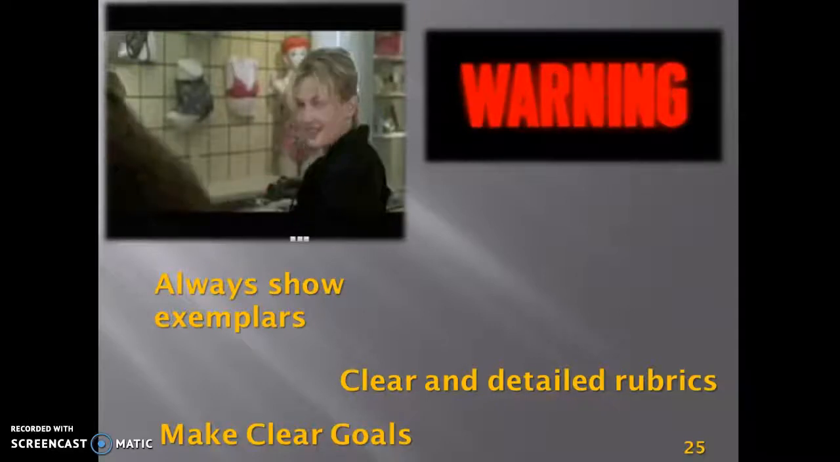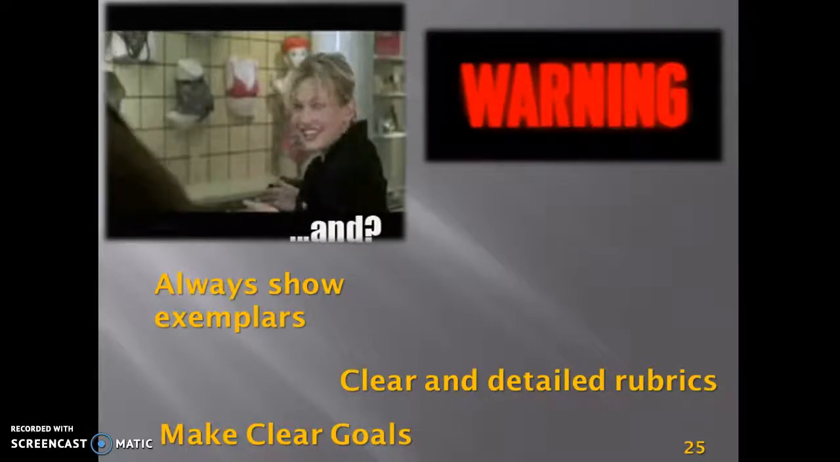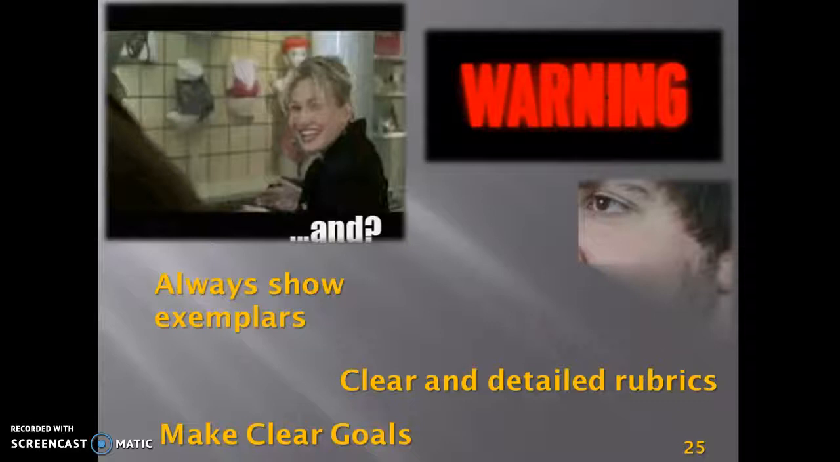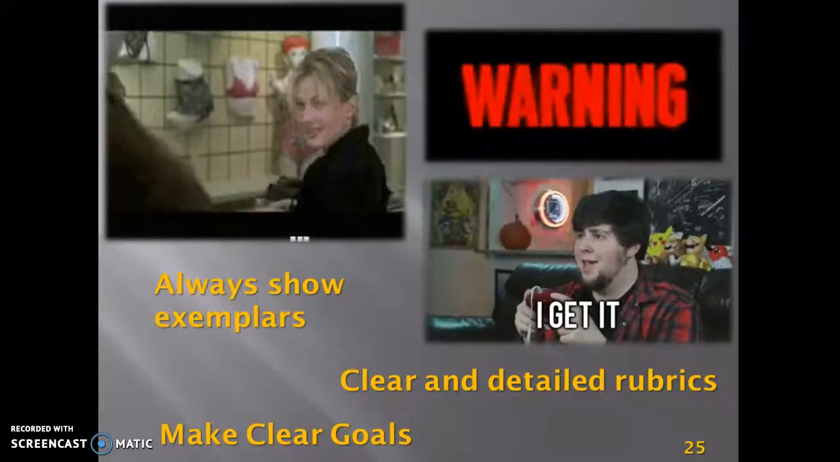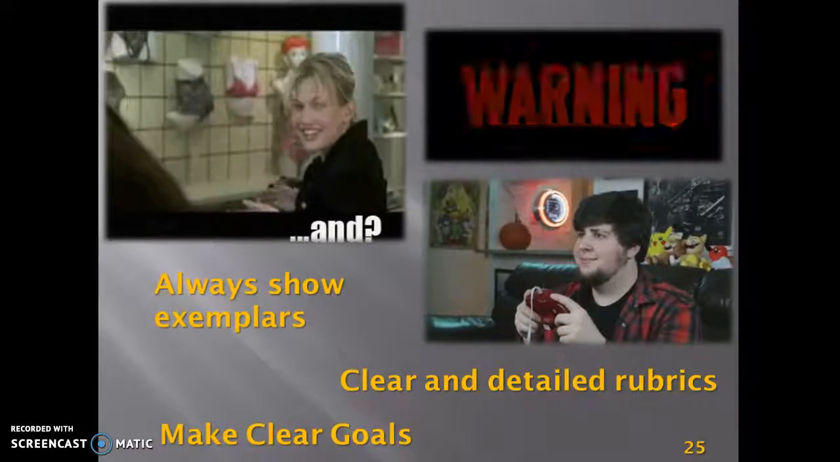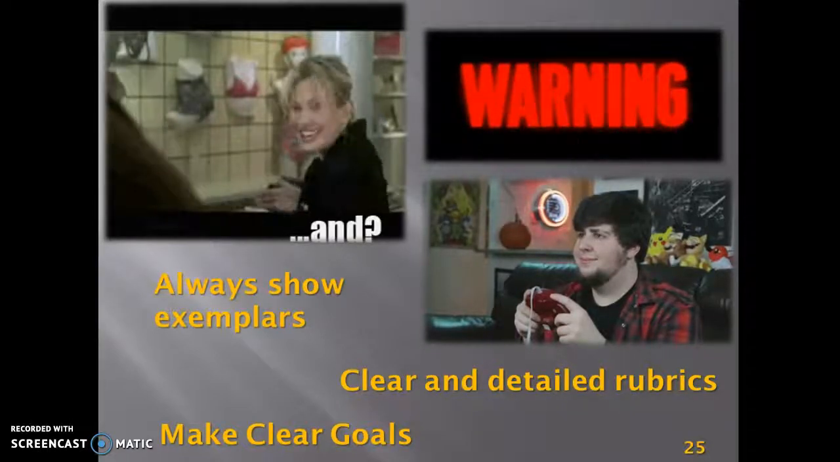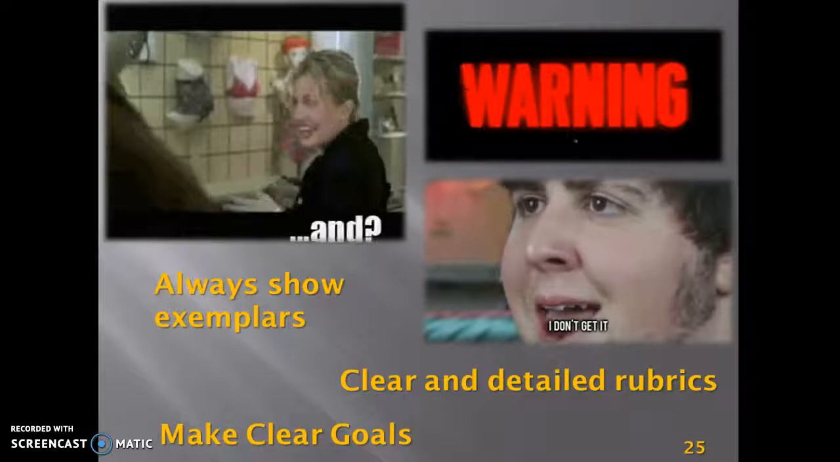Show exemplars or examples so that students can see what is required of them. They can see the end goal. So warning, don't be that teacher who students can't figure out. Keep it simple. Keep it realistic.